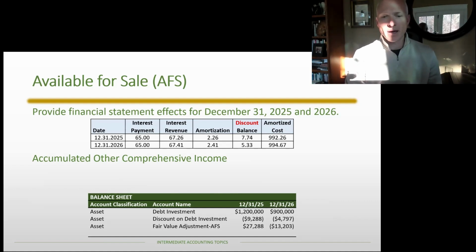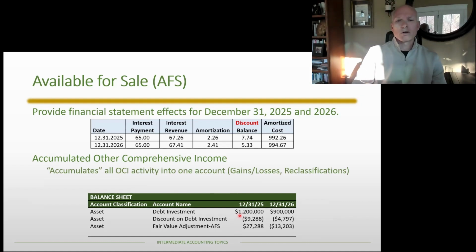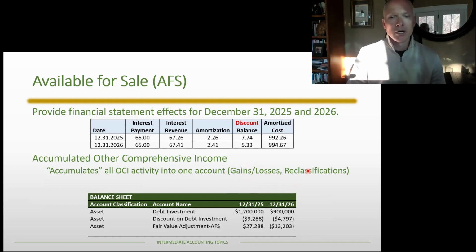And so there are different balances depending on the year. In 2025, we only had to worry about the gain or loss. In 2026, we had the gain or loss, but we also had that reclassification journal entry amount from when we sold the 300 bonds. And so a little more going on in this account.